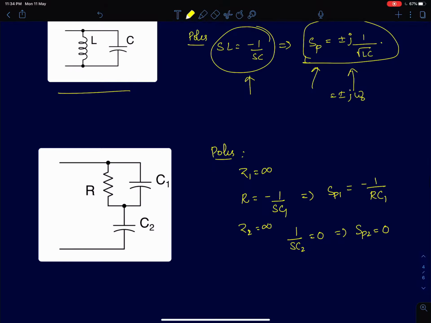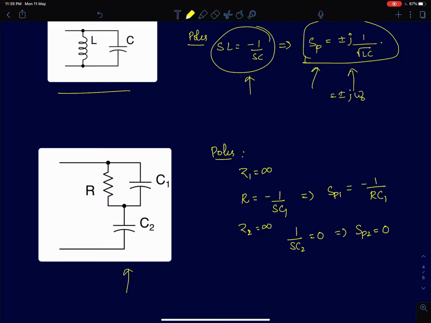The other network now has one RC in parallel, which is in series with the capacitor C2. Now we are supposed to find the poles for this circuit. Since there are two impedances in series, any one impedance blowing up to infinity will mean that the overall impedance is also infinity. So the first condition is, can Z1 blow up to infinity? At least, we'll come to that condition as well.